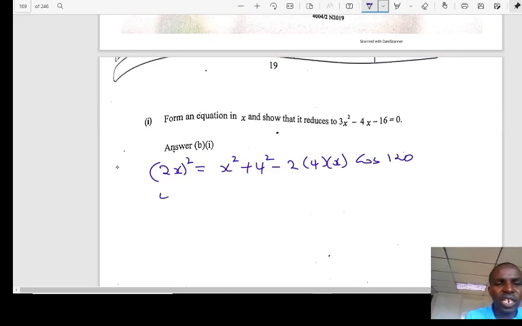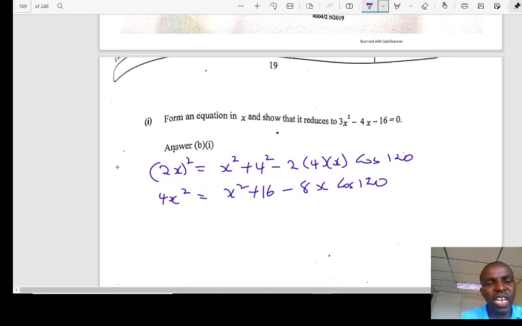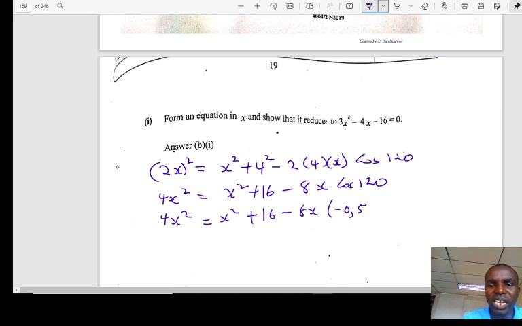Then (2x) squared will be 4x squared, you share the power. Then x squared plus 16 minus 8x cos 120 degrees. Then you can simplify. First, cos 120 on your calculator. Make sure your calculator is in degrees. Cos 120 is minus 0.5. So it will be 4x squared is equal to x squared plus 16 minus 8x times minus 0.5, or minus half.